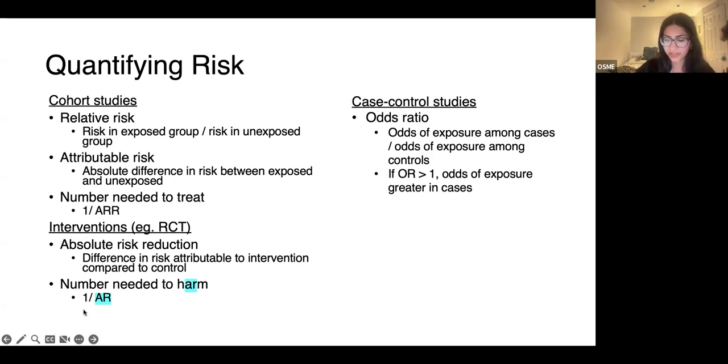So to get started with this question, let's think about the cases first and then do odds of exposure within those cases, and then look at the controls, so no disease, and then the odds of exposure within those controls.